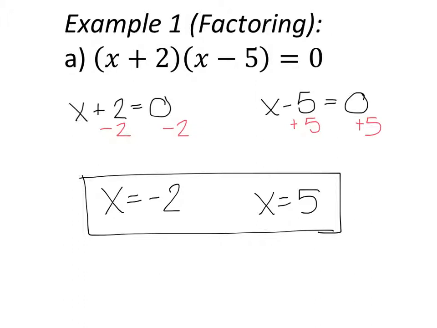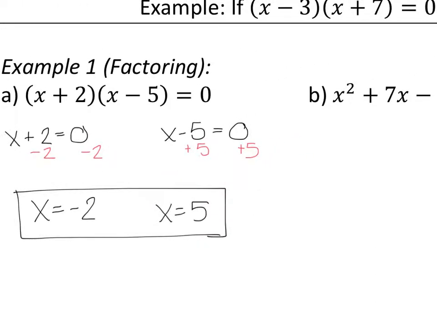So we call those the roots. We call them the zeros. We call them the solution. We call them the x-intercept. All those names mean the same thing. Any questions? No? That one was pretty easy because it was already factored for you.